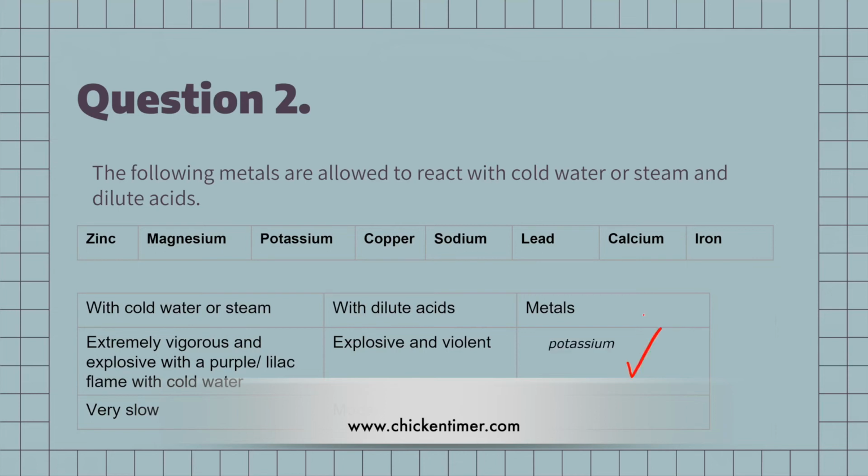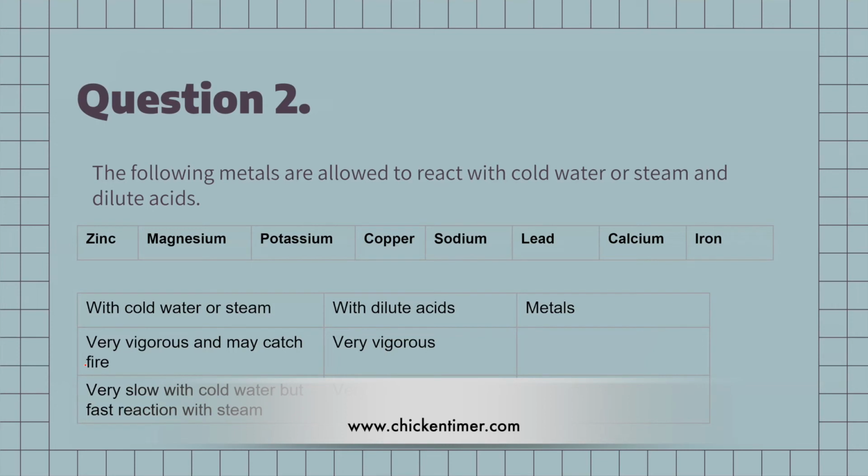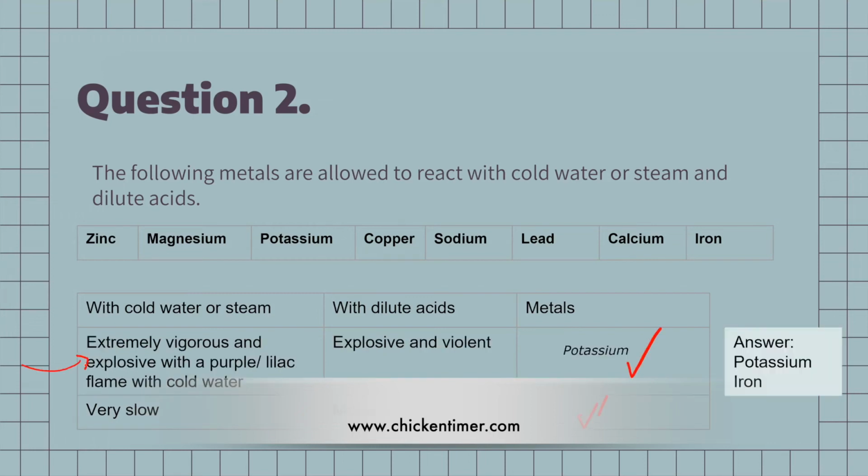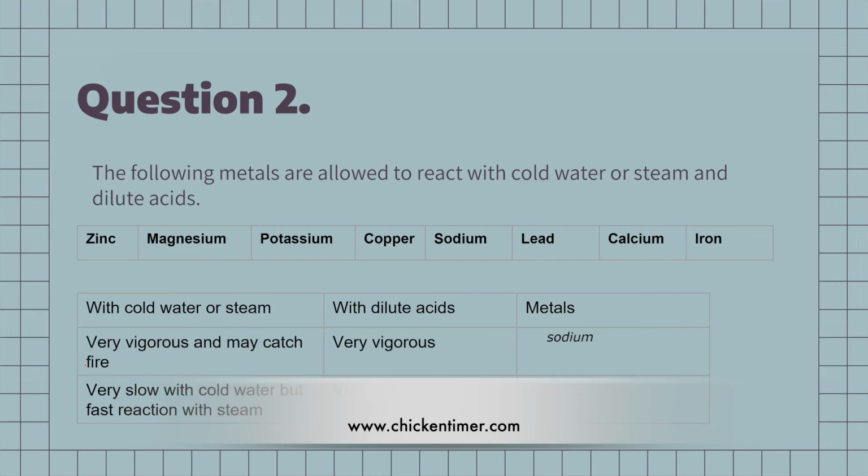Then the last one. Okay. So you have over here this one, which is already potassium. So the potassium option is taken. So you fill up these two. So with cold water or steam, it has very vigorous reaction, and will catch fire. Potassium is already here. The first answer here is potassium, so it's no longer potassium. Potassium is not an option anymore.